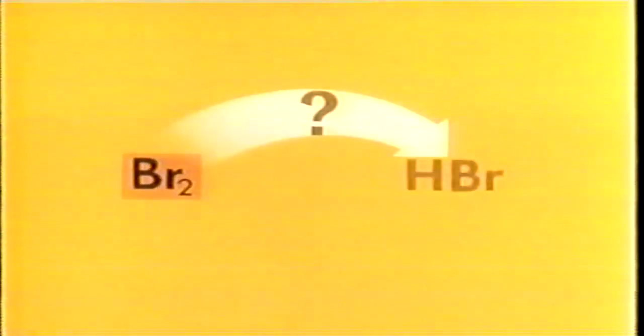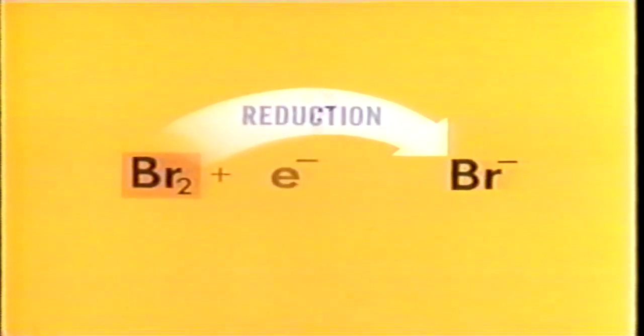But how can we convert bromine to hydrogen bromide? In HBr, the oxidation state of bromine is -1. The Br2, therefore, must undergo reduction.